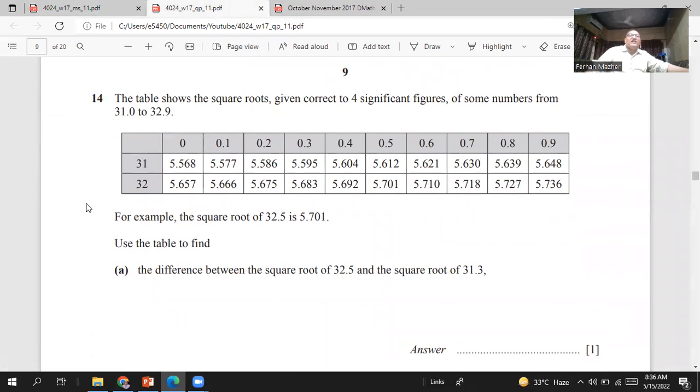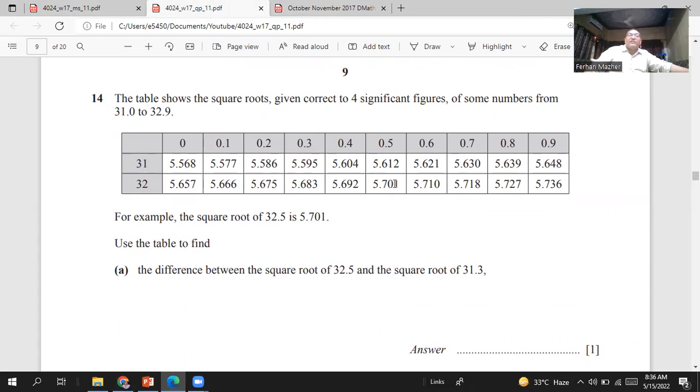He says, for example, the square root of 32.5. The table shows the square root of numbers given to four significant figures, from 31 to 32.9. So, for example, the square root of 32.5: this is 32, this is 0.5, and the square root of 32.5 will be 5.701. Find the difference between the square root of 32.5 and the square root of 31.3.